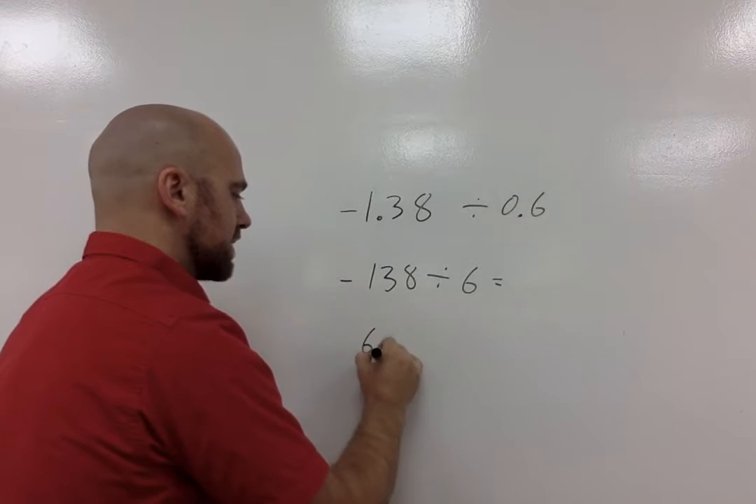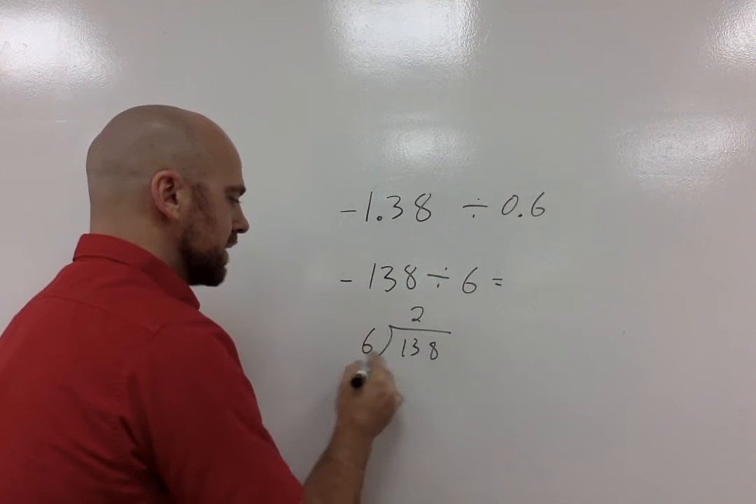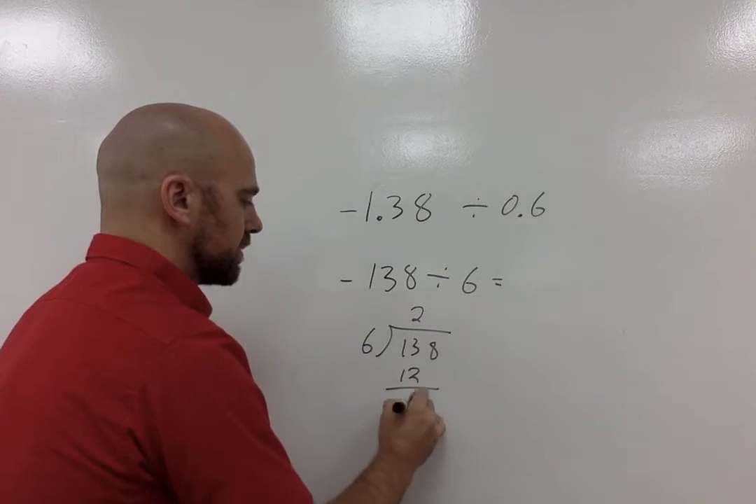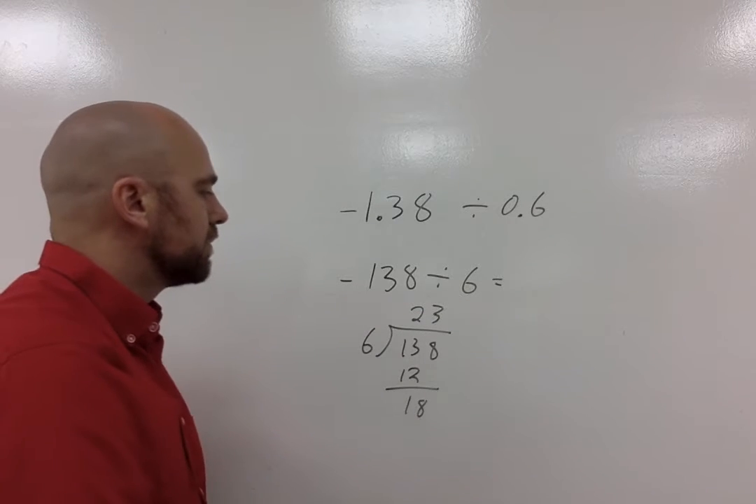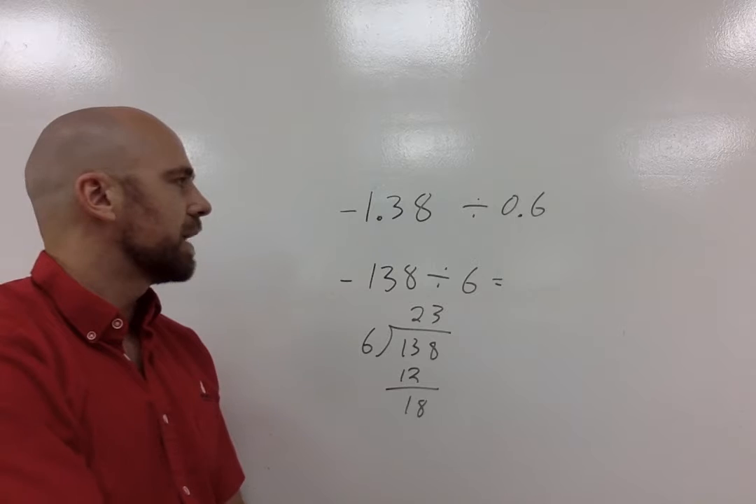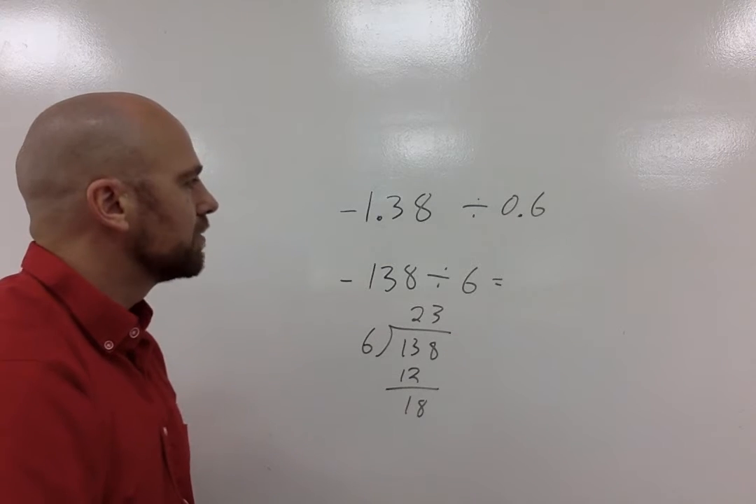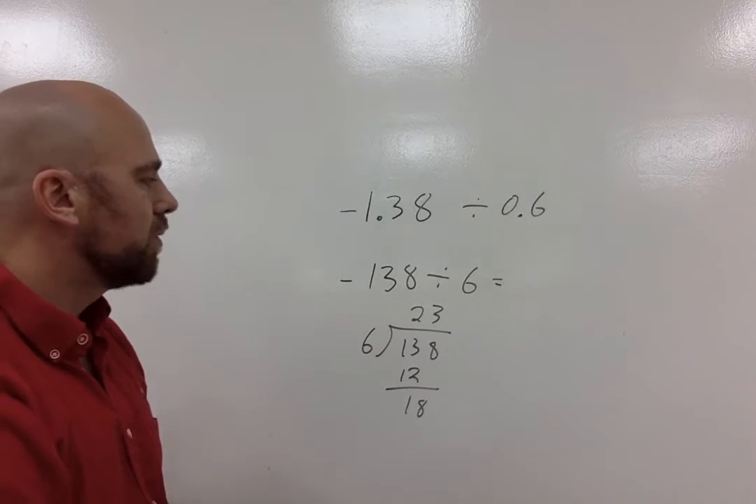So I could actually try to calculate what it's like. If I have 6, how many times does it go into 138? Well, it goes in twice, and then that would give me 12. I subtract, I get 18, and 3. Okay. So what is my answer? I'm guessing my answer should be somewhere around 2. Okay. I'm trying to see how many times 0.6 can go into 1.3.